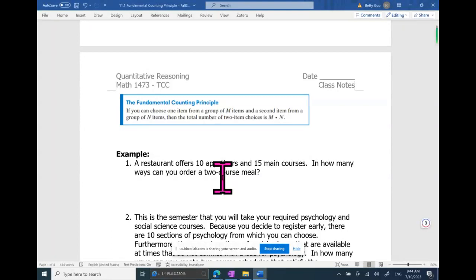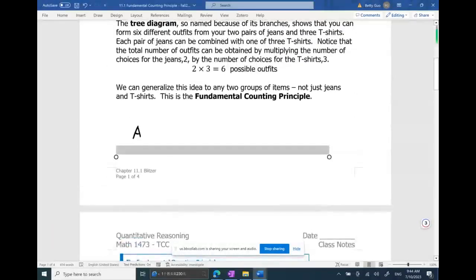You need to complete a task, and this task has more than 1 step or more than 1 part. Then for each step, write down the number of ways to complete that step, and then multiply all of them together, and you would have the total number of ways to complete the whole task. I can give you another example. Let me give you another example.